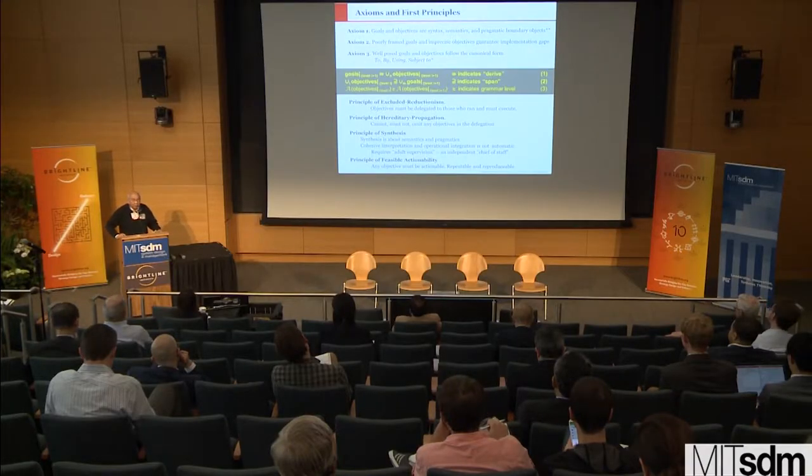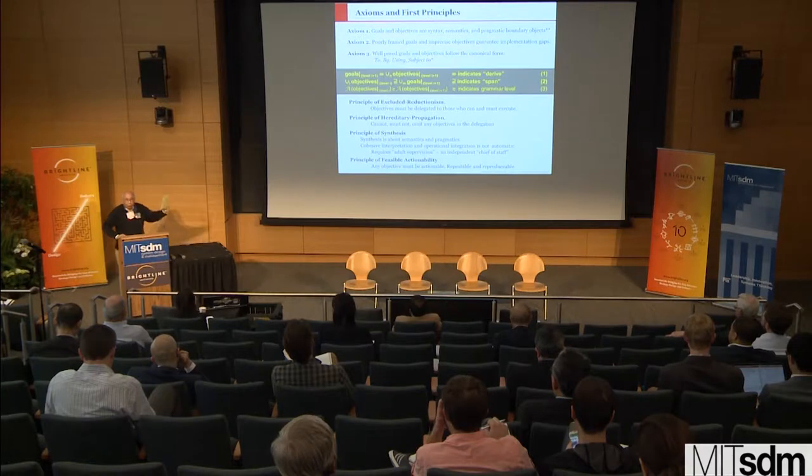Cohesive interpretation and operational integration is not automatic. We know that, all right? Try herding cats, for example. It requires adult supervision. What is adult supervision? It is achieved by a chief of staff. Finally, the principle of feasibility and actionability. All this is meaningless if it's not feasible or actionable. So those four principles and those three axioms in these three equations really define goals and objectives, I think very clearly.